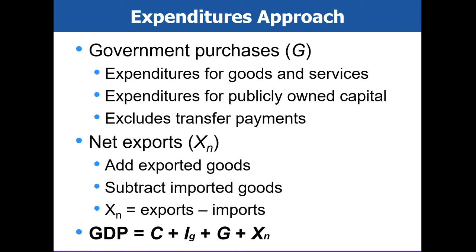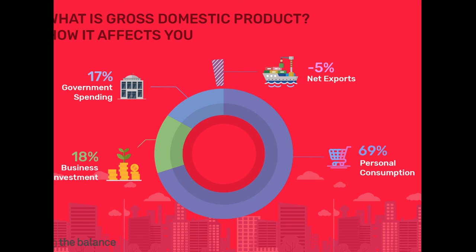All right, let's take one more slide and then let's look at what is gross domestic product and how does it affect you? All right, so if you look here, GDP, which we talked about the other day in class, was $21 trillion. 70% of that comes from personal consumption, right? Then 17% comes from government. It says spending, it should be purchases. Here we have business investment. This is the capital. And then over here we have a -5, which means we import 5% more than we export. All right?